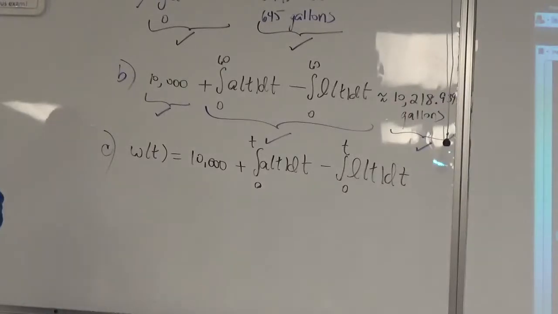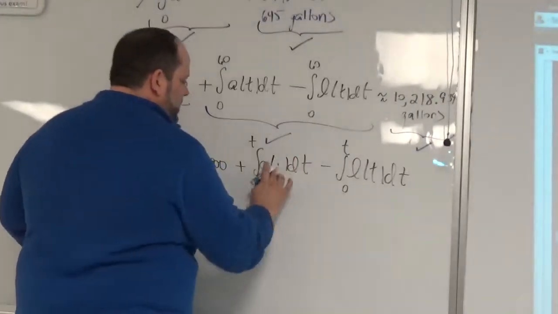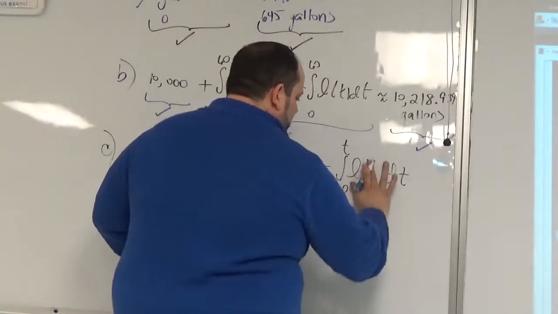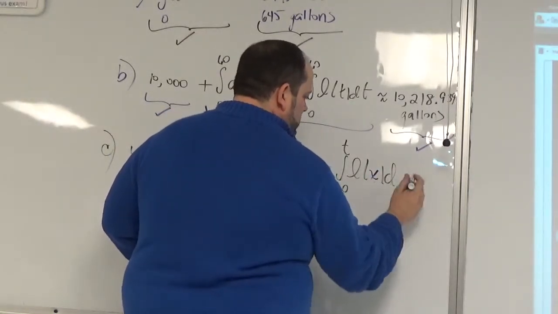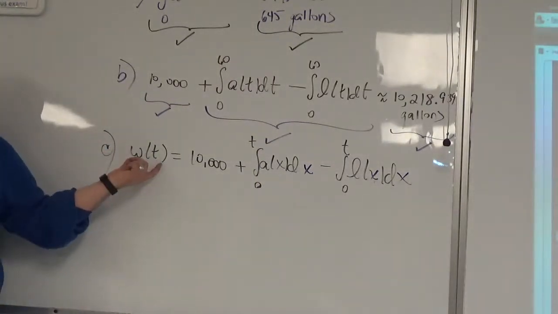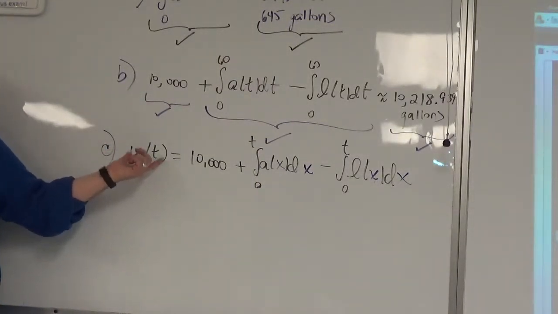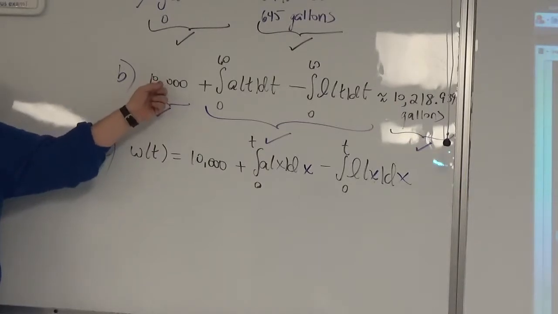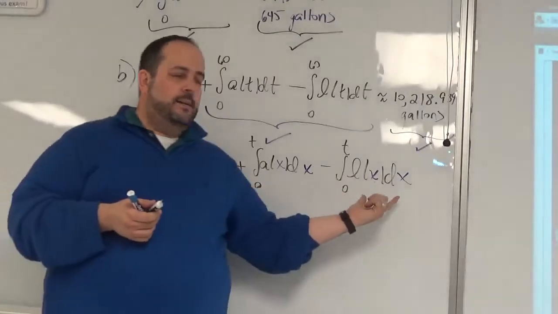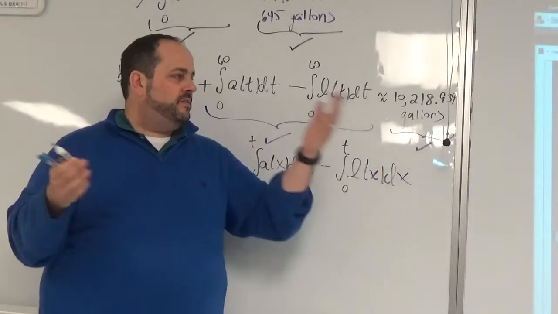Thank you for holding me to higher expectations here. A of x dx, L of x dx. Do you get all the points? This works for any value of t. Just like you did at 60 minutes, it's your 10,000 plus how much you added, minus how much you lost. That's your function.